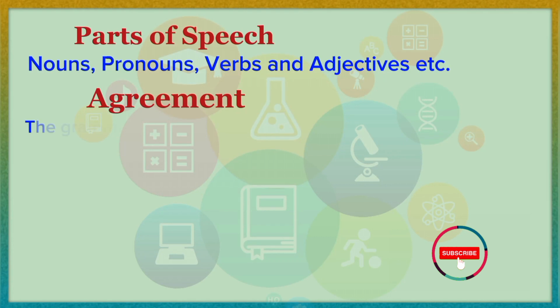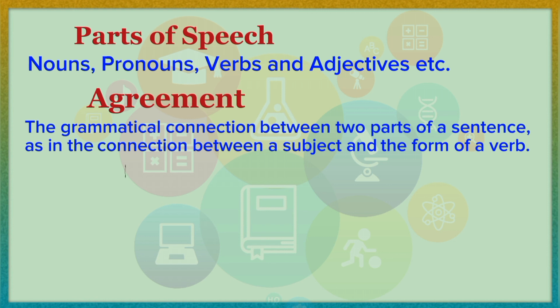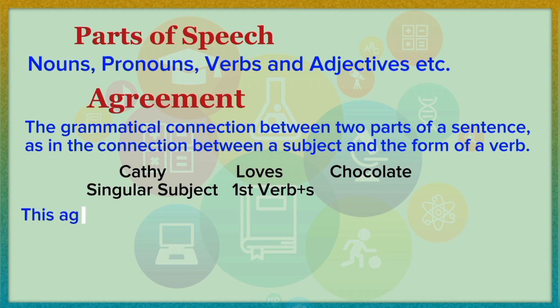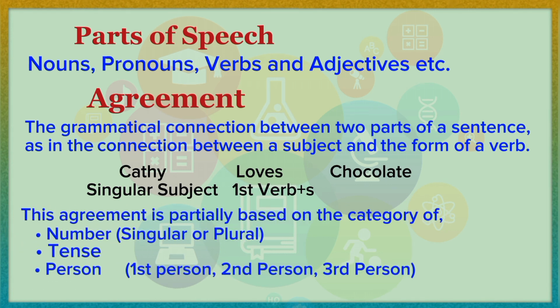What is agreement? The grammatical connection between two grammatical categories is called agreement. For example, the subject Kathy agrees with the form of the verb, loves chocolate. This agreement is partially based on the categories of number, tense, person, and gender.